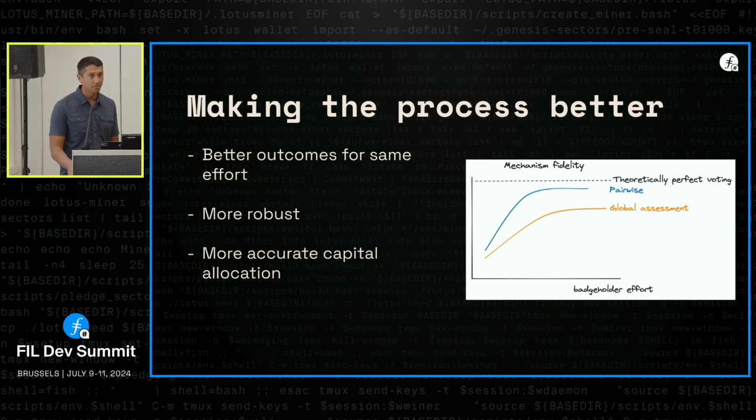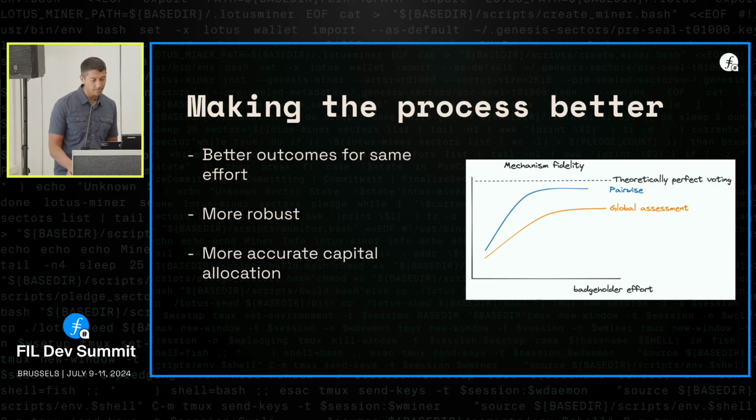And better can mean at least these three things, probably more. We would like better outcomes for the same effort. And by effort, I really mean badge holder effort. So this curve on the right, I'll get to this curve, but on the x-axis is badge holder effort, and on the y-axis is how well the mechanism is working, meaning how well it is allocating funds to where we think they should be going.